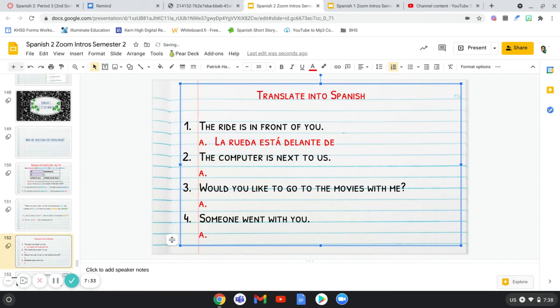So delante de, you could actually have two different answers. Delante de ti, if you're looking at informal, or it could be delante de usted if you wanted to do the formal. Either way, I need the word for you, right? And we always have two versions of you. Two, it's another prepositional phrase because it's talking about next to another position, right? So the computer, la computadora. Again, está, because we're looking at a position. Next to, lado de, that's our preposition again, next to us.